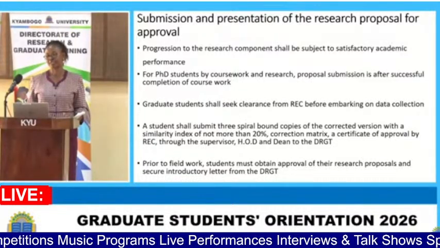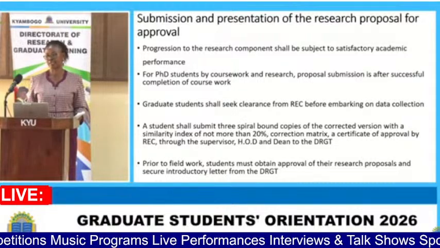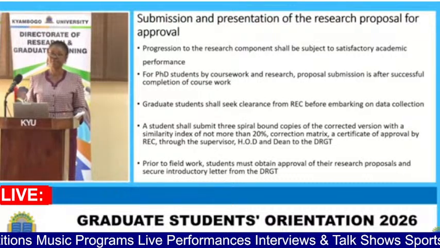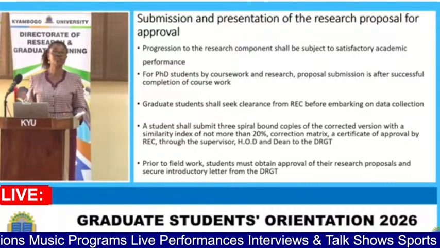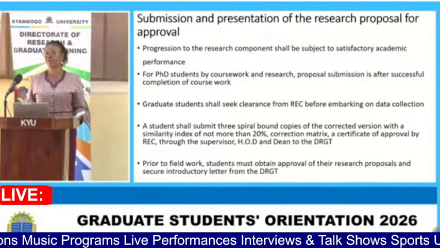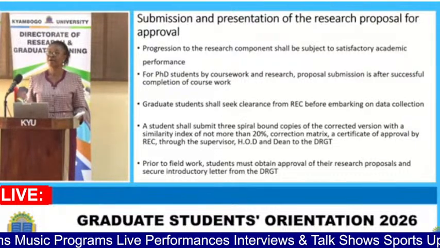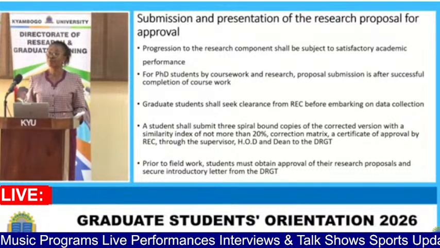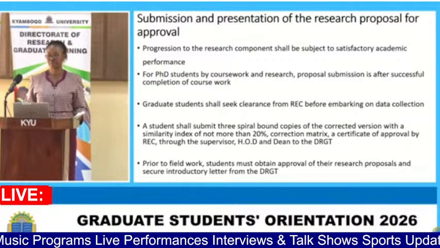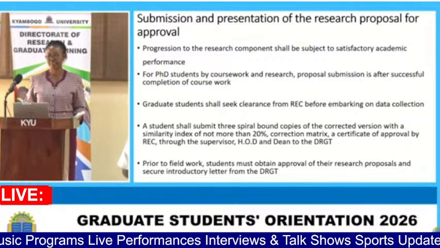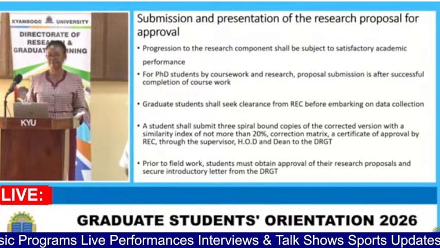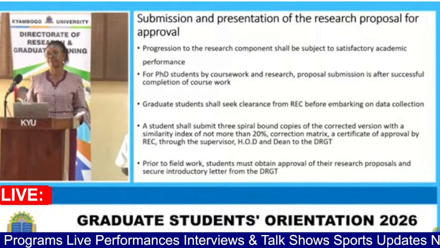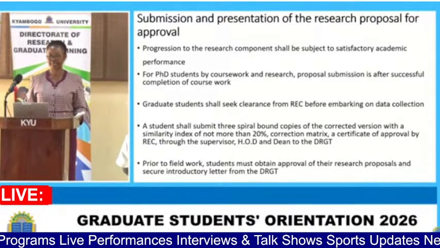We should submit 3 spiral-bound copies of the corrected version with a similarity index of not more than 20%. The correction matrix has to be there: the corrections you are told to do at departmental level, at faculty level, and how you have attended to them. A certificate of REC approval, clearance by the National Council of Science and Technology, and these have to be written through the supervisor, the head of department, and the dean when you are writing a letter to DRGT.